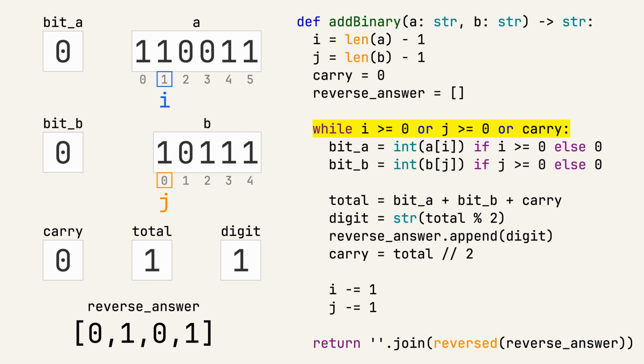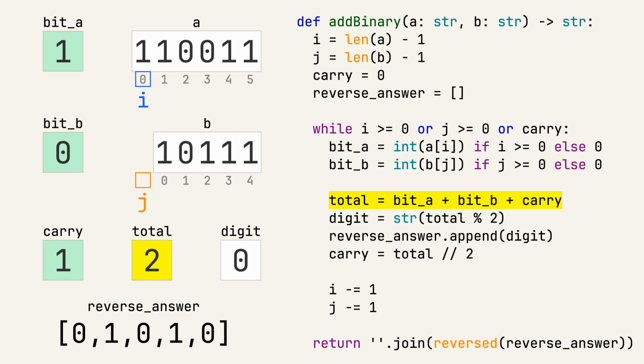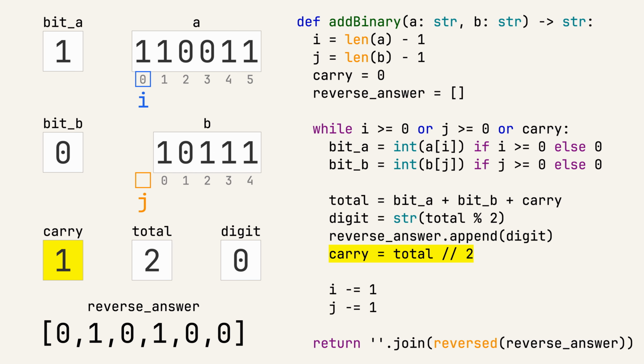Now let's finish this up, and I'll show you what happens when there's a carry left over at the very end. Bit A is 1, and so is bit B, and there is no carry, so the total is 2. 2 mod 2 is 0, and 2 floor divided by 2 is 1. So let's carry over the 1 to the 32's place. Now j is out of bounds, but we still have a digit left for i, so we have to keep going. Bit A is 1, but since j is less than 0, bit B defaults to 0. 1 plus 0 plus 1 is 2, 2 mod 2 is 0, and 2 floor divided by 2 is 1, so that's our carry.